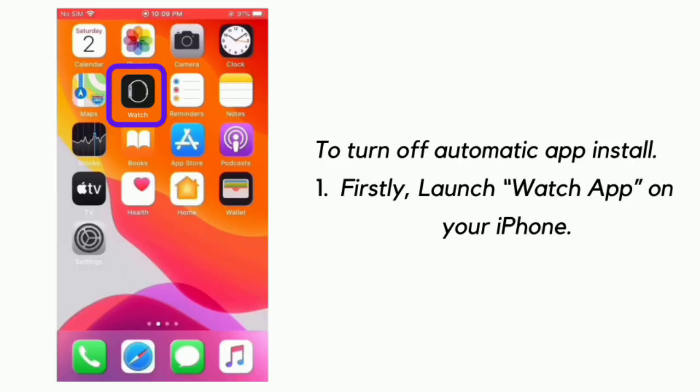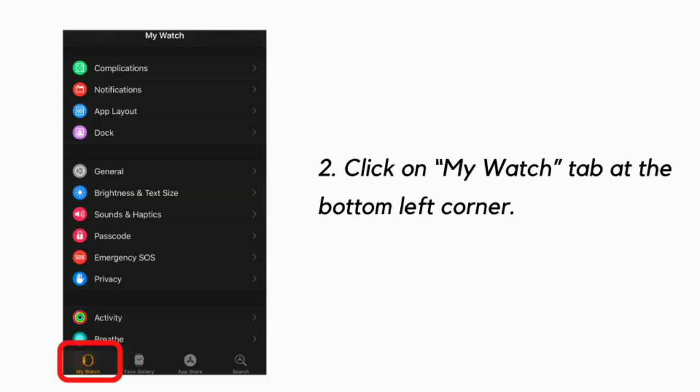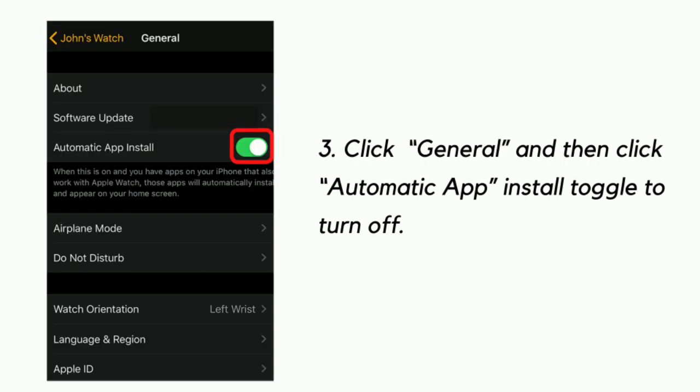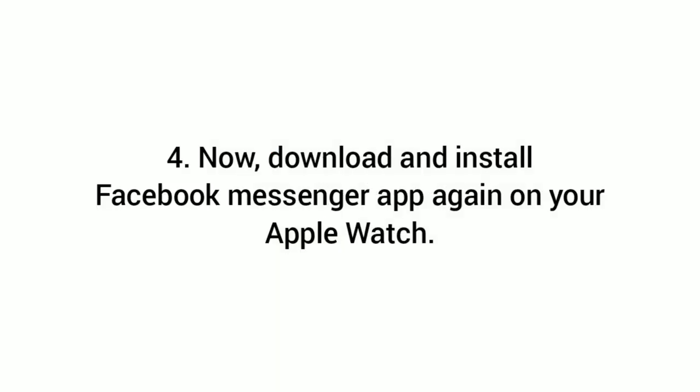To turn off automatic app install, firstly launch the Watch app on your iPhone. Click on the My Watch tab at the bottom left corner. Then click General and then click the Automatic app install toggle to turn it off. Now download and install the Facebook Messenger app again on your Apple Watch.